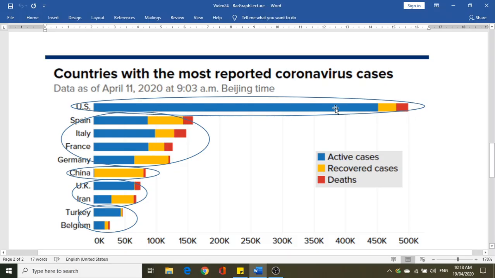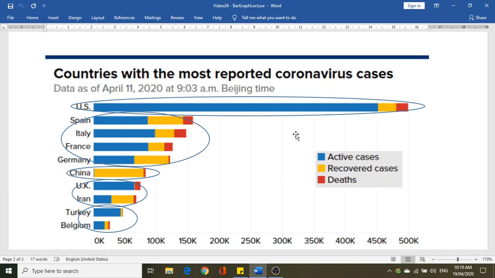So this is how I would group them. I would cluster it accordingly. The US is to be mentioned separately. And then I will group Spain, Italy, France, and Germany in a cluster. And then I will mention China separately because its figures are quite unique with a lot of yellow over there. And I will cluster UK and Iran, and finally Turkey and Belgium. That's how I would cluster this particular bar graph.